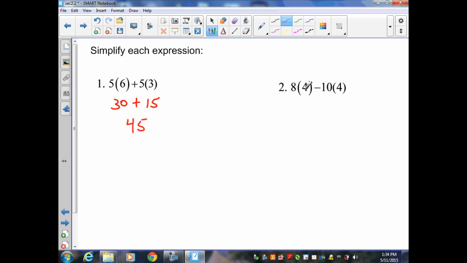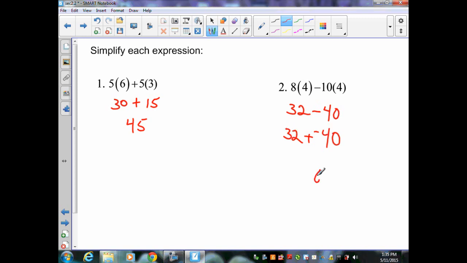Number 2, 8 times 4, 32. Bring down the minus sign. 10 times 4, 40. And now remember, I go back to the rules for adding and subtracting integers. Here I have a positive 32, a negative 40, or I can rewrite this as 32 plus a negative 40. I would rather just have you think of this as a negative 40. In either case, I have different signs, therefore I want to subtract. 40 minus 32 is 8. Use the sign of the larger, which is negative.